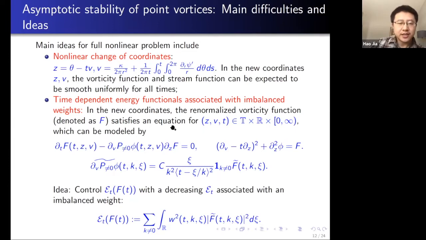Let's not write down the full equation, but rather look at this model problem. This is a model equation: partial t f minus partial v of phi, where phi solves this kind of elliptic equation. You have this variable because of the change of variable. This equation is actually a closed equation, and I think this is the best model one can have to understand the nonlinear stability result.